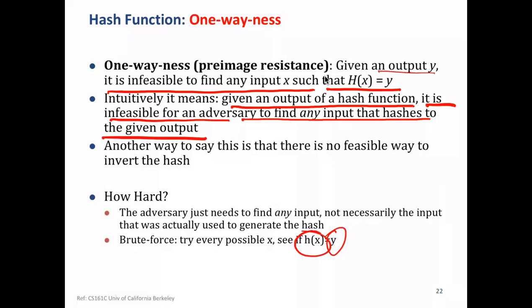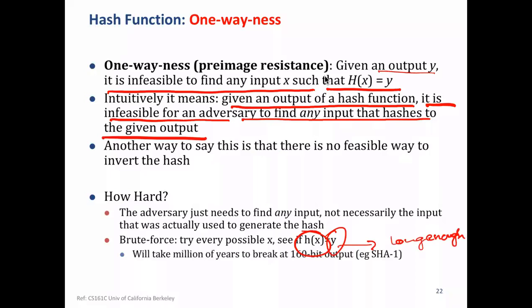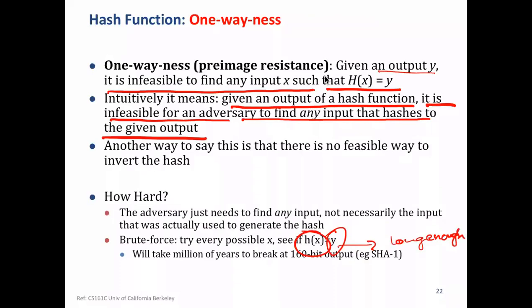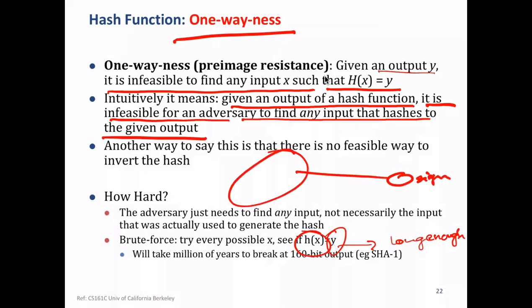Okay. Now this is very hard. This is brute force, right? It may take millions of years, if the size of y is long enough, because for each value of y, you'll have to try this. All right. So this first property is one-wayness, because given a signature or hash value, getting the original one is infeasible.